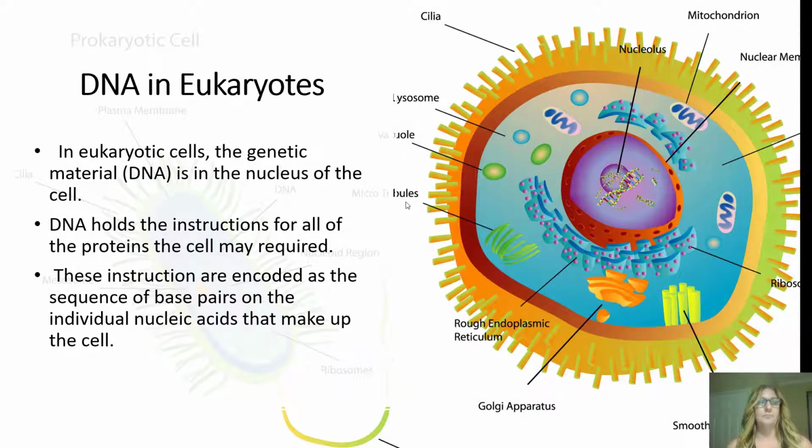We'll discuss that. So real briefly, let's remind ourselves what happens in eukaryotes, just for contrast. In a eukaryotic cell, like our cells, which are animal cells, the genetic material is in the nucleus of the cell. The DNA holds the instructions for all of the proteins that are required for all the functions. The instructions are coded as sequences of base pairs, or nucleotide sequences, on the individual nucleic acids that make up the DNA of the cell.